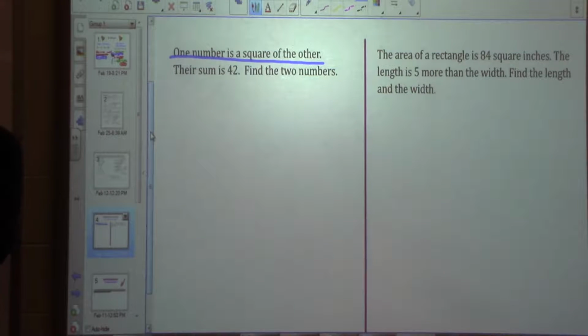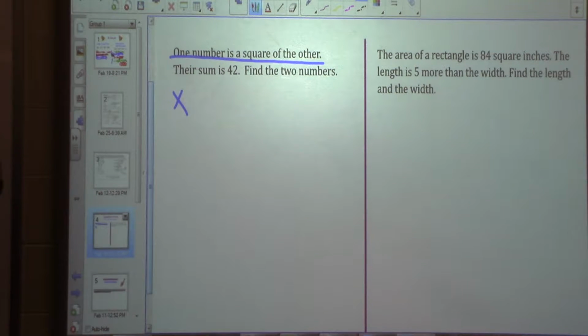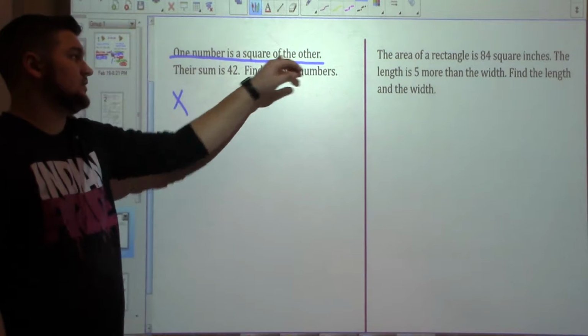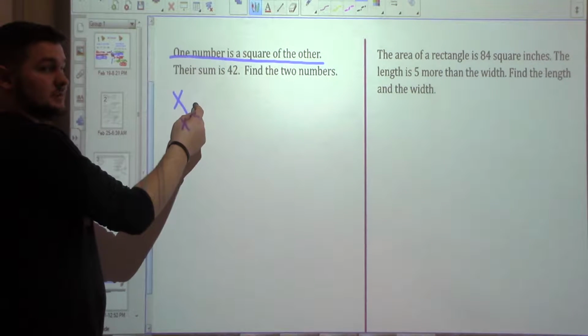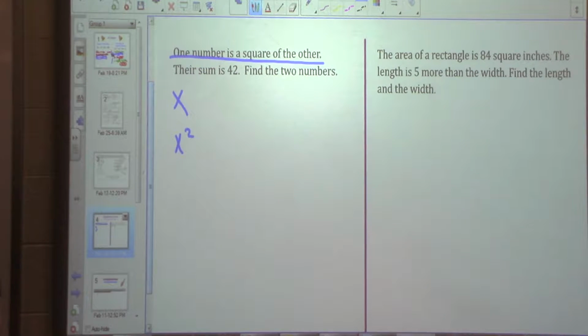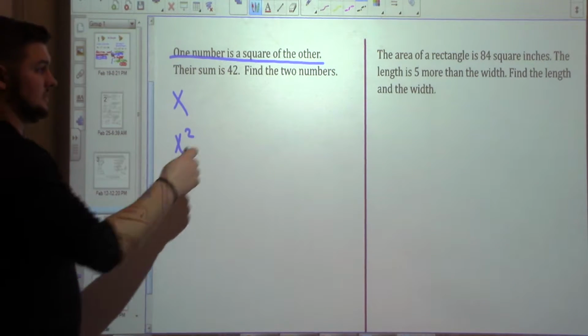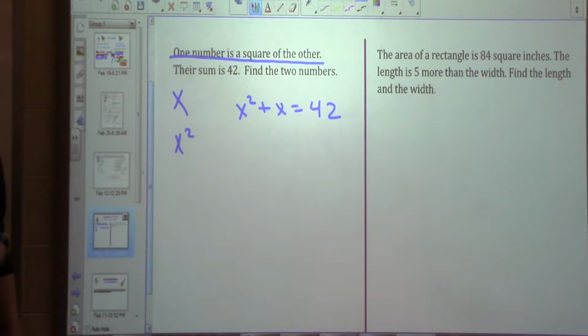Yeah, so if we pick a variable, let's say we pick x. That's our first variable. We know one number is the square of the other, so the square of x would be x squared. So my first number is x. My second number is x squared. Thus, their sum is 42. So sum means addition. X squared plus x equals 42. Find the two numbers. Well, to find the two numbers, we should probably solve for x.